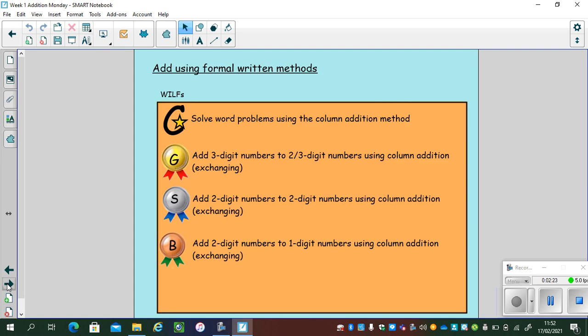So with bronze today, you're going to add 2-digit numbers to a 1-digit number using the column addition method, and there will be some exchanging. For silver, you're going to add 2 digits to another 2-digit number using the column addition method, and again with exchanging. For gold, you're going to add 3-digit numbers to either 2 or 3-digit numbers using the column addition method, and again exchanging will be involved. And if you're looking for a challenge, there's going to be some word problems that will need you to use the column addition method to solve them.